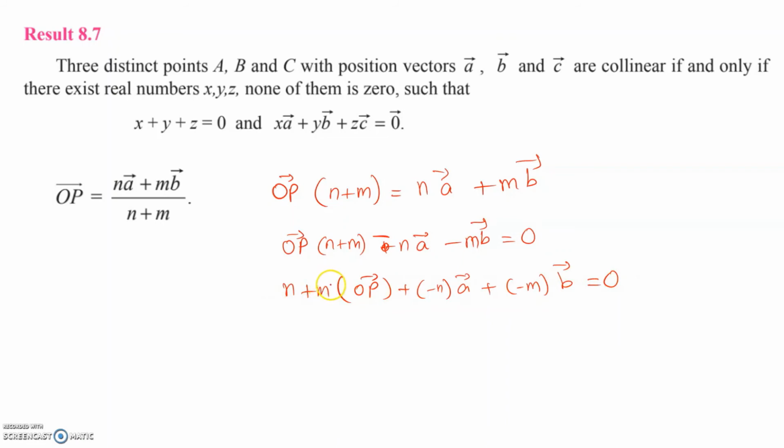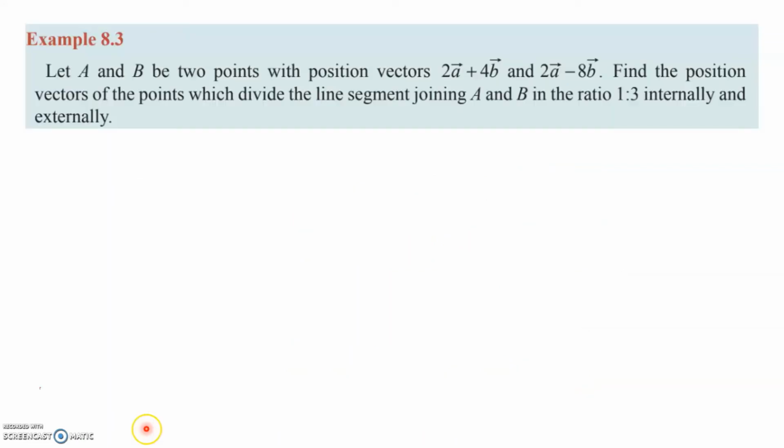So here our x is equal to n plus m, y is equal to minus n, z is equal to minus m. So adding x plus y plus z, we get n plus m minus n minus m, which is equal to 0. We can try and do a sample problem now.